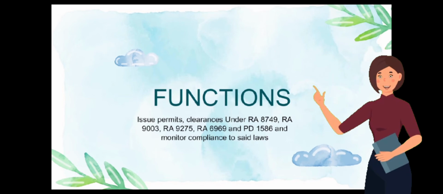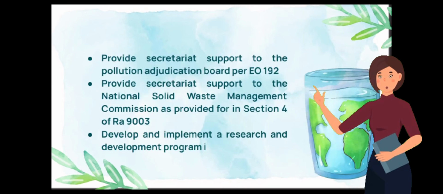Functions: issue permits and clearances under Republic Act 8749, Republic Act 9003, Republic Act 9275, Republic Act 6969, and Presidential Decree 1586, and monitor compliance with the said laws. Provide secretariat support to the Pollution Adjudication Board per Executive Order 192. Next is to provide secretariat support to the National Solid Waste Management Commission as provided for in Section 4 of Republic Act 9003. Lastly is to develop and implement a research and development program.